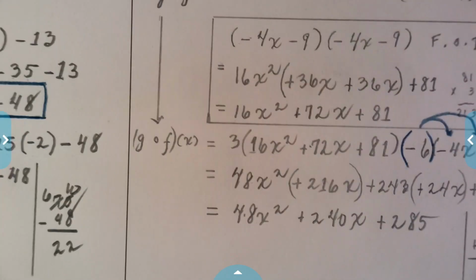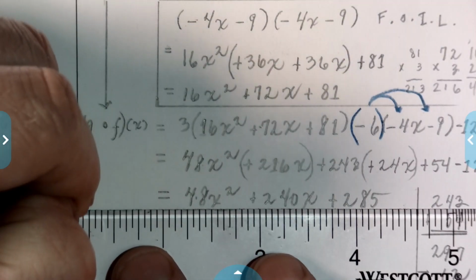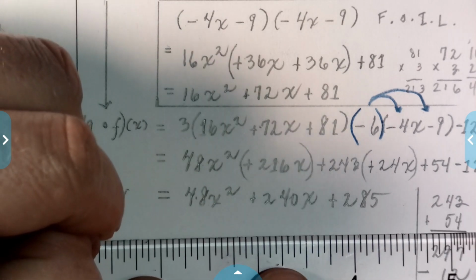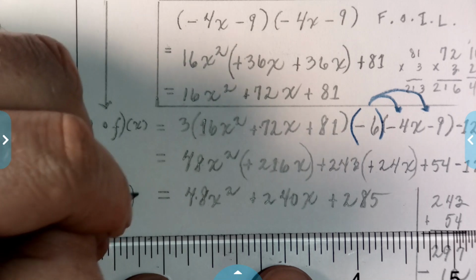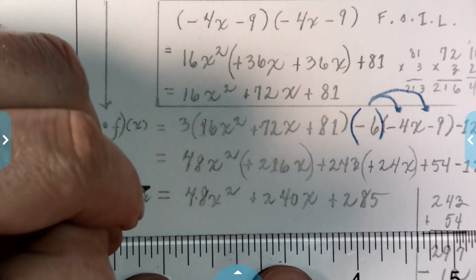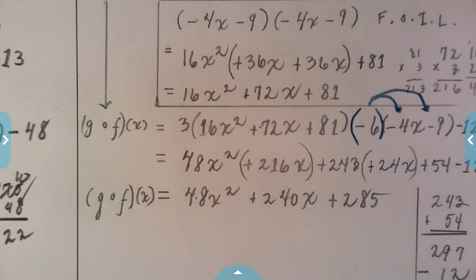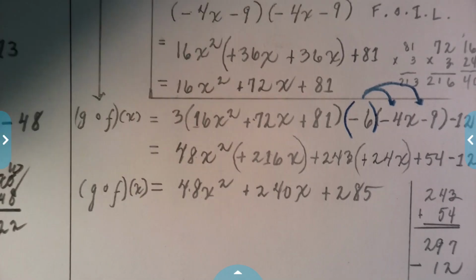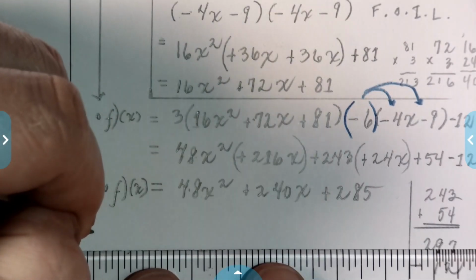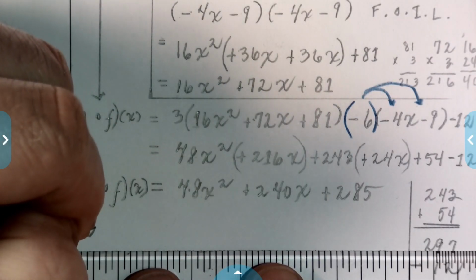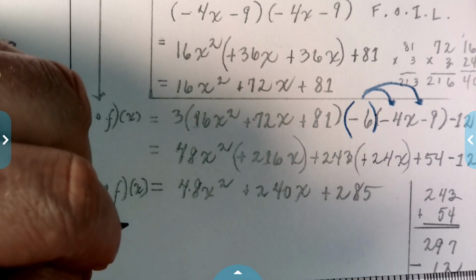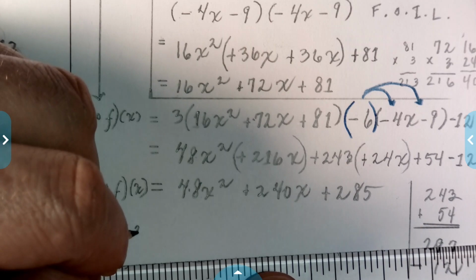Okay, so that is the composed function. That is g of f of x. Okay, and so now they want us to evaluate that at -2. So we'll say g of f of -2.